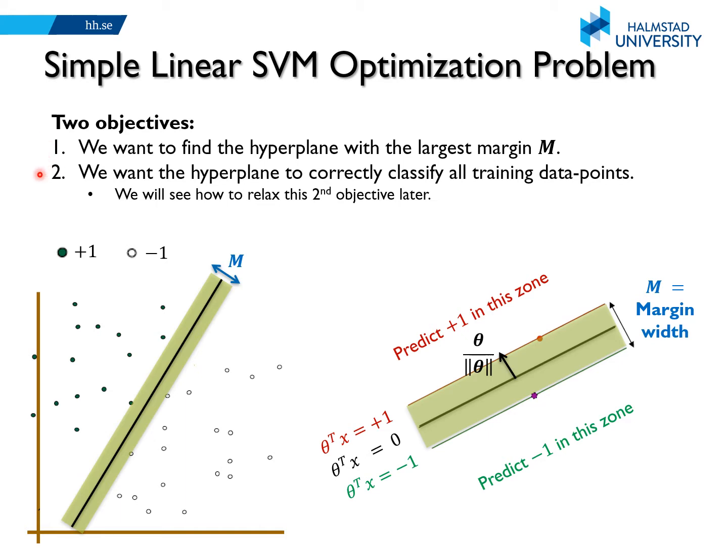We basically have two objectives. First, we want to find the hyperplane with the maximum margin. And second, we want this hyperplane to correctly classify all of our training examples. So we basically want it to have zero training error. We will see later how to relax this second objective in order to allow some misclassification of some training examples. But for now, let's assume that we want this hyperplane to correctly classify all the training examples.